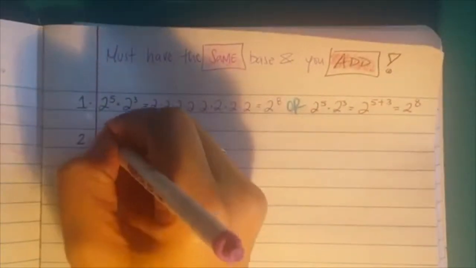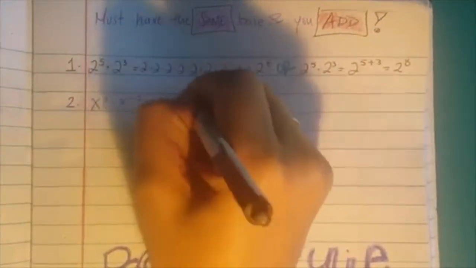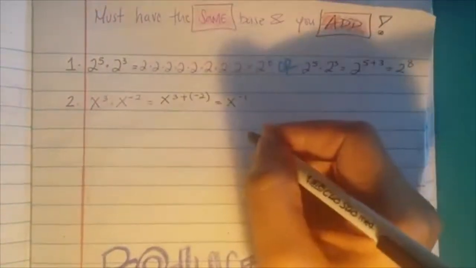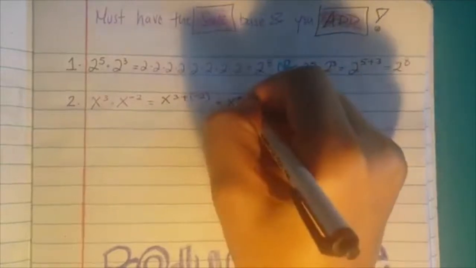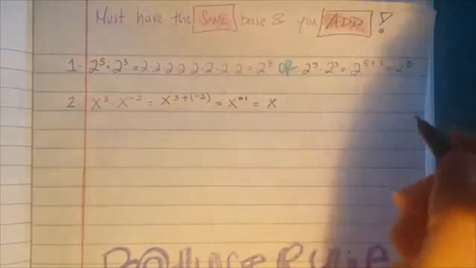So let's look at another example. Let's say you had x raised to the 3rd power times x to the negative 2. Again, because it's multiplication, it's a product rule, all you're going to do is add them. So 3 plus negative 2 is 1. So what is x to the 1 power? It's just x, because it's only one of them.